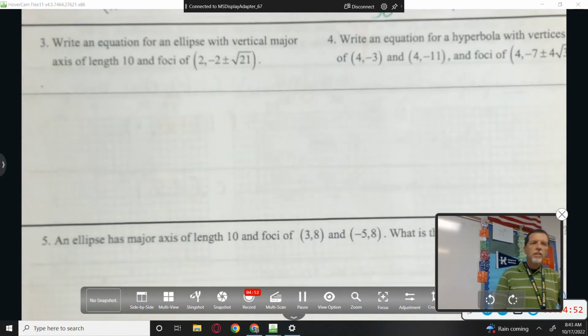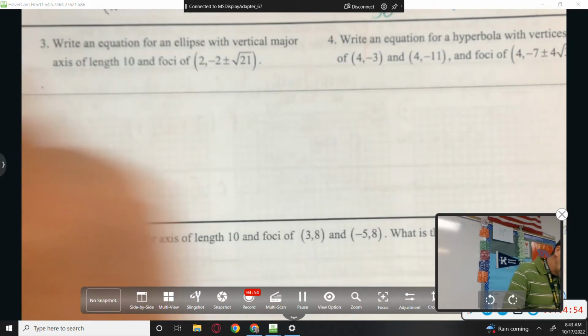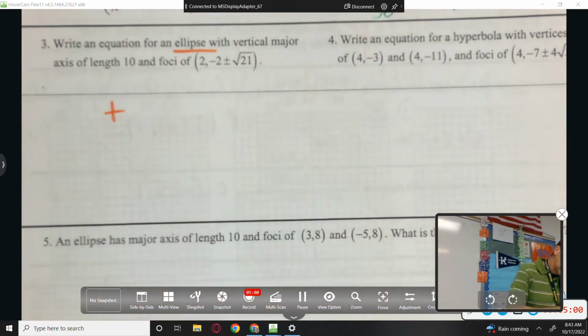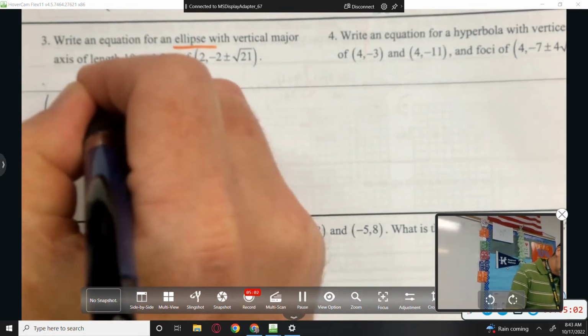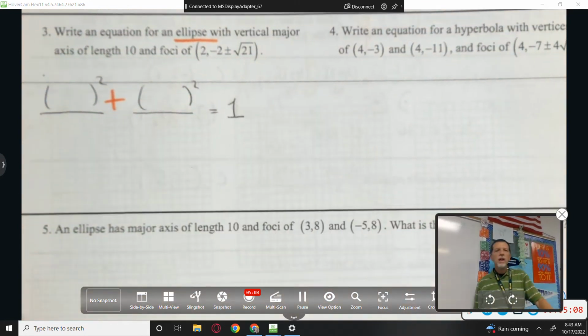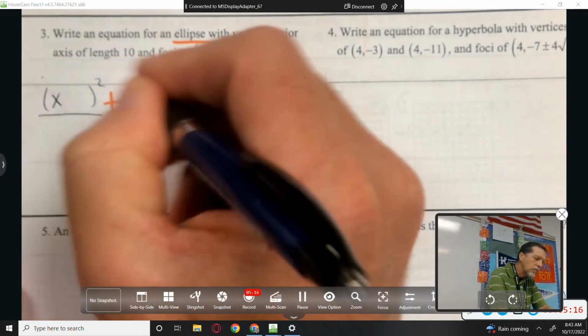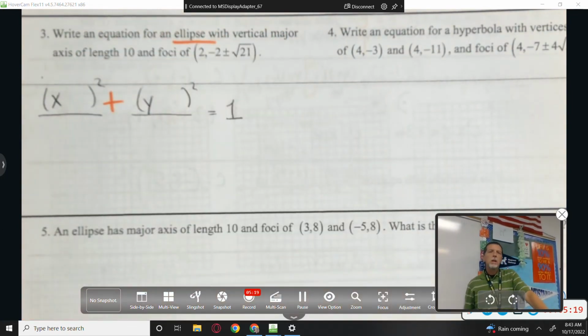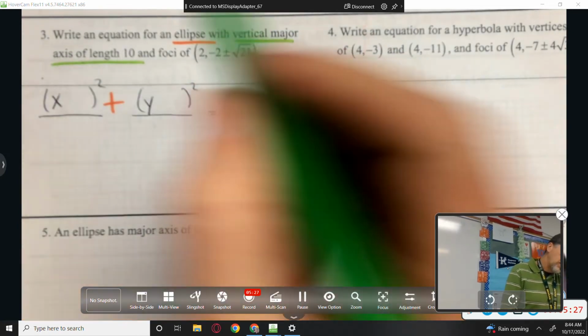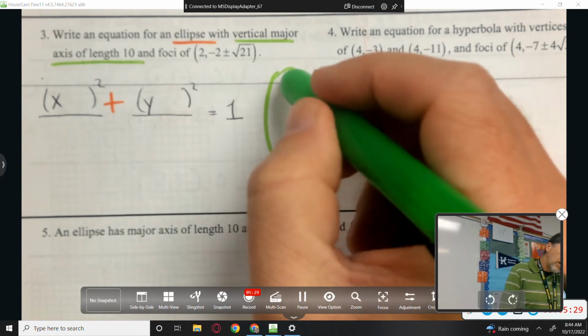Number 3, write an equation for an ellipse. So ellipse means plus. Vertical major, oh, hold on, ellipses always have the x term first, so I can go ahead and put those in there. Vertical major axis of length 10. So that's up and down.